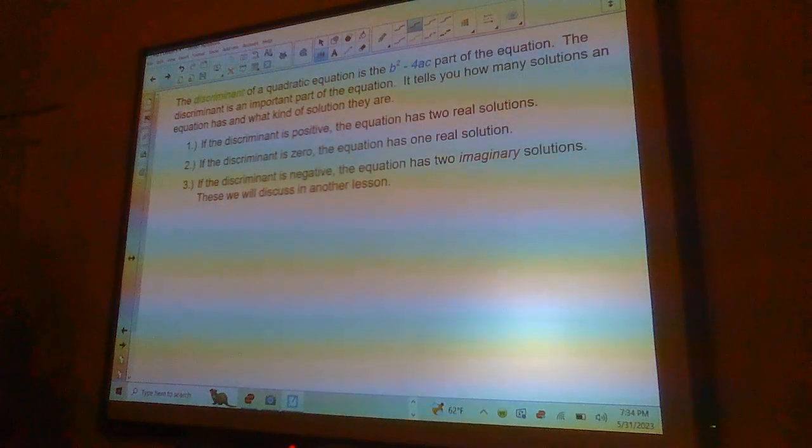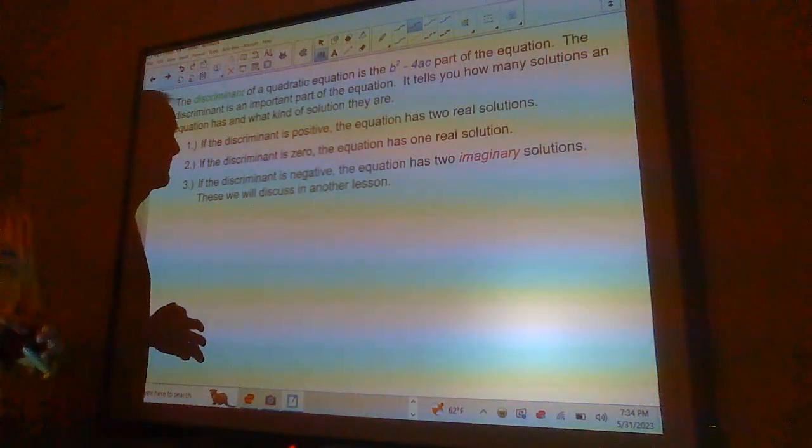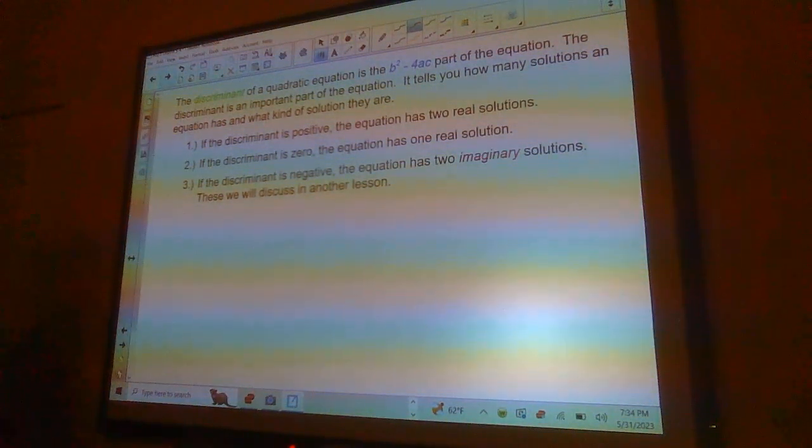Okay, the discriminant of a quadratic equation is the b squared minus 4ac part of the equation. It's the stuff underneath the square root. The discriminant is an important part of the equation because it will tell you how many solutions and what kind of solutions they are. Okay, so if the discriminant is positive, the equation has 2 real solutions. If the discriminant is 0, it has 1 real solution. And if the discriminant is negative, it has 2 imaginary solutions.